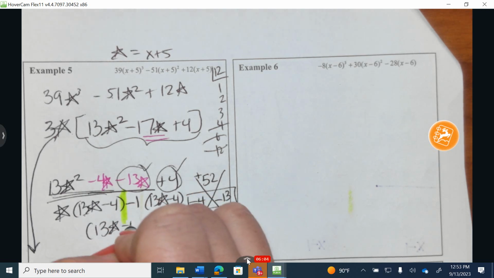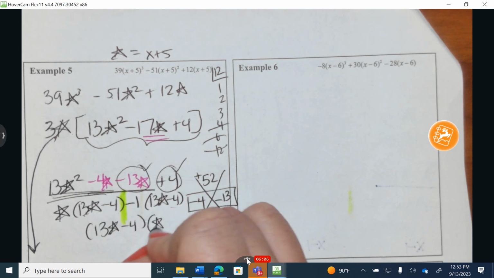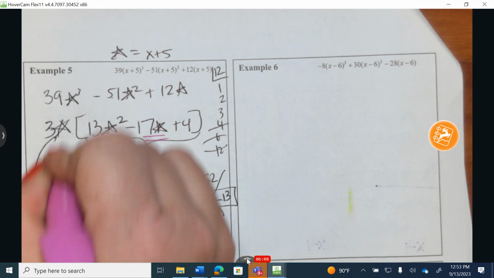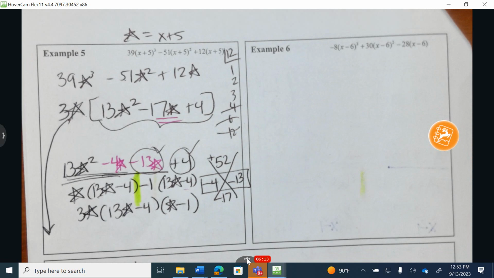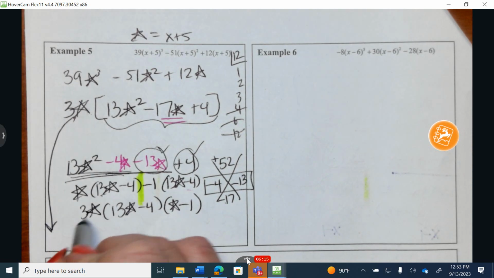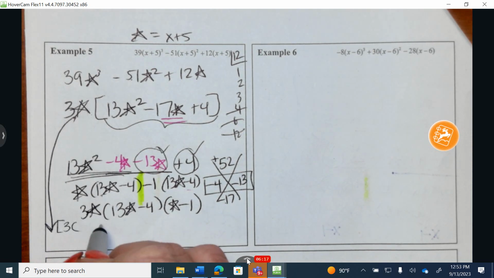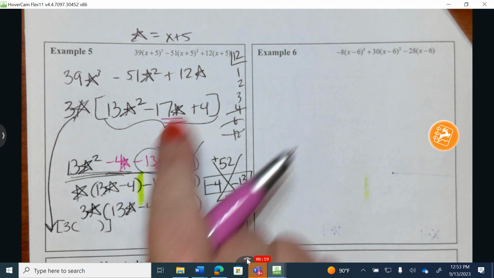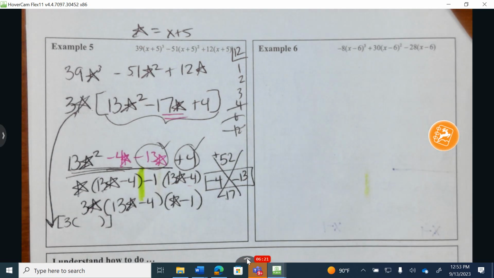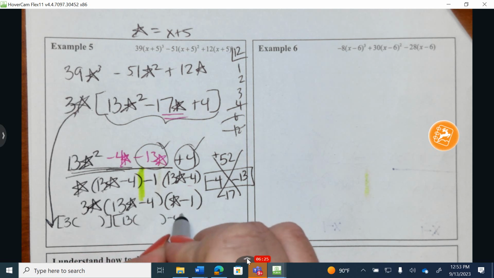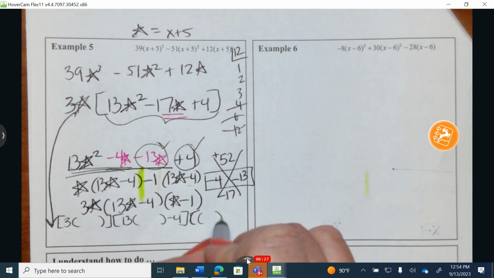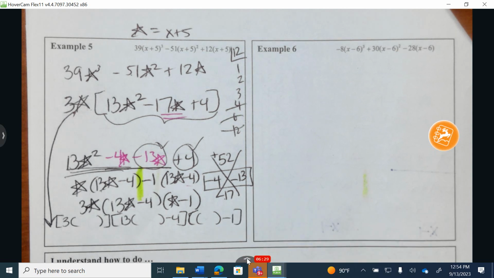13 star minus 4. Now in front of the first is a star, in front of the back is a minus 1. And don't forget about the 3 star up front. Now each one of those stars is going to be replaced. So in this first part, it's going to be 3 times some quantity, and that quantity is in fact x plus 5. And the second is going to be 13 times the quantity. And then that quantity subtract 1.